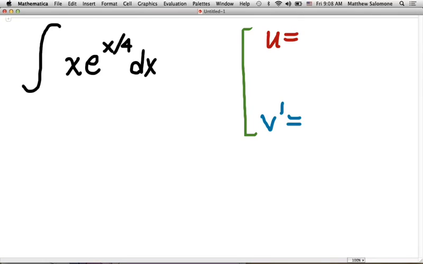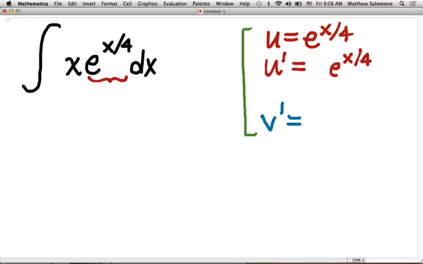So if instead we choose u to be the second factor over here, e to the x over 4, then what is u prime? According to the chain rule, the derivative of e to the x over 4 is the derivative of the outer function times 1/4, times the derivative of x over 4. So where we had to use substitution to take its antiderivative, we had to use the chain rule to take its derivative, because those are alter egos of one another.